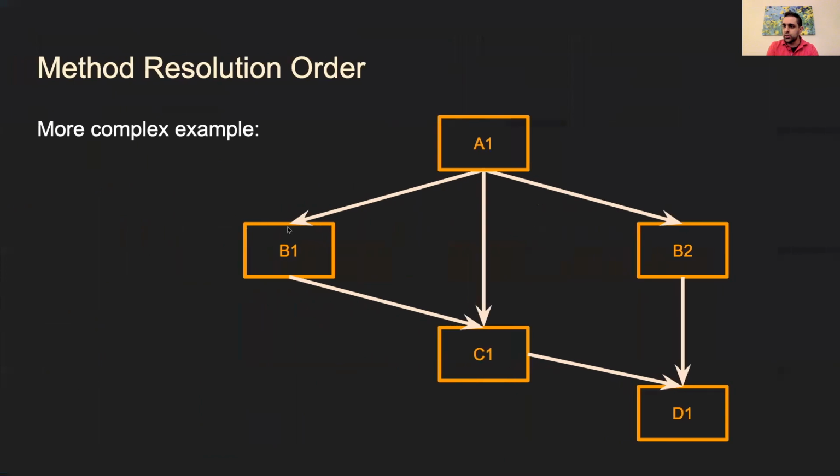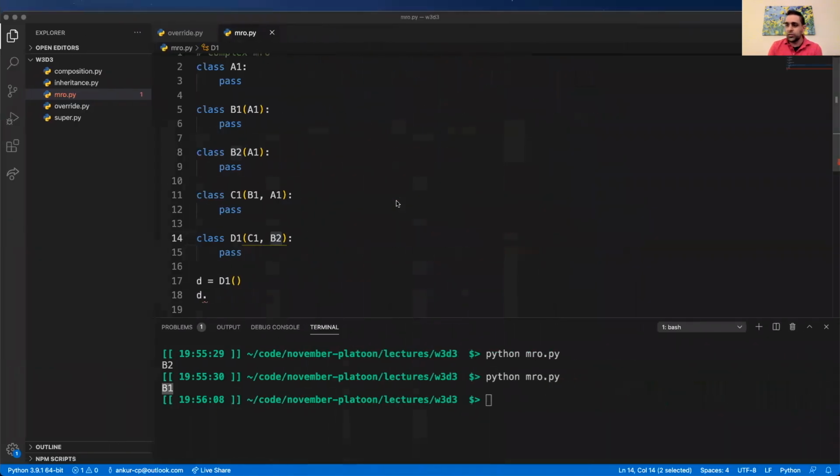So if we go back to our diagram, B1 and B2 are the same level. So we're going to go left to right. So D1 is going to go to C1. C1 gets priority. And C1 is derived from B1 and A1. So B1 is listed first for C1. So B1 gets priority. But in this case, B2 gets priority before A1 gets priority. Now, I know that's kind of confusing, but we can investigate the MRO.